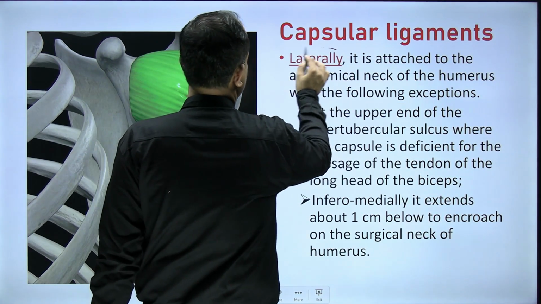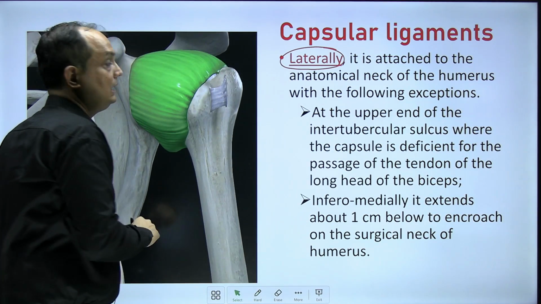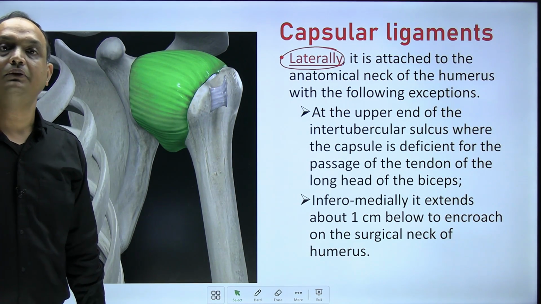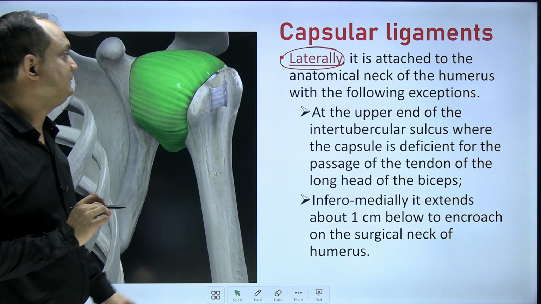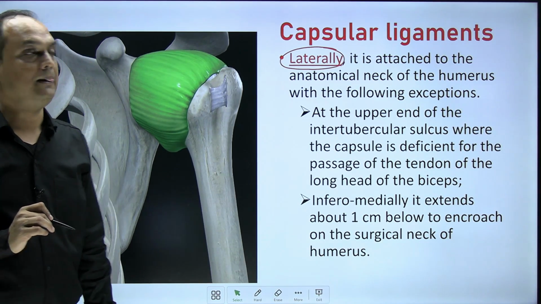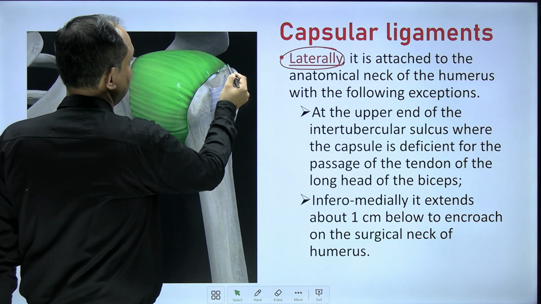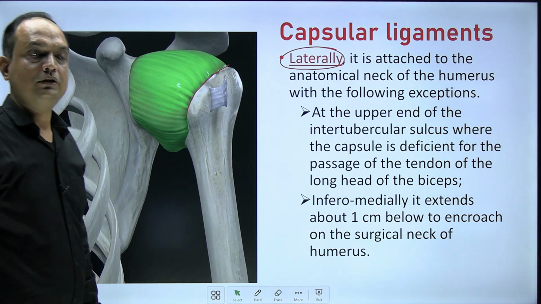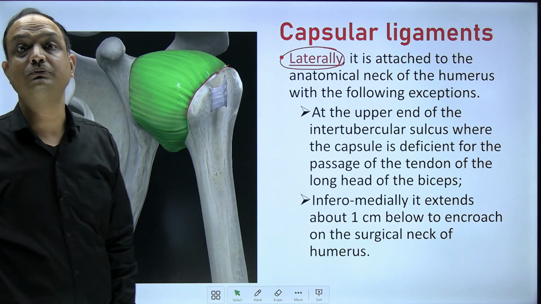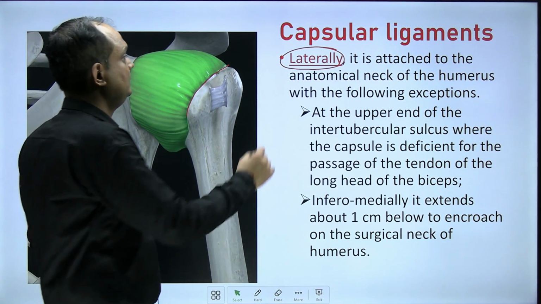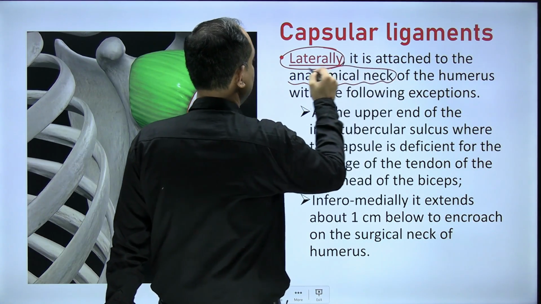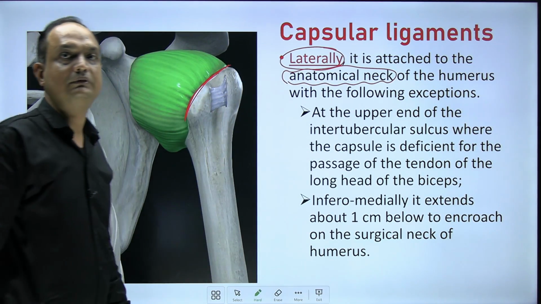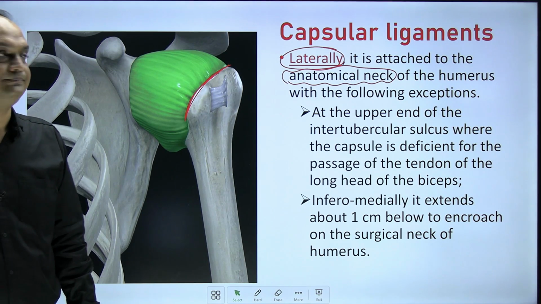Now what is the lateral attachment? When you talk about the lateral attachment, we are talking about the attachment on the humerus. My dear friends, you know that there is the anatomical neck. The anatomical neck is the junction of the head of your humerus with the shaft. So you will find that the capsule of the shoulder joint is attached along this anatomical neck. That means that is the line of fusion of the head with the shaft of the humerus.